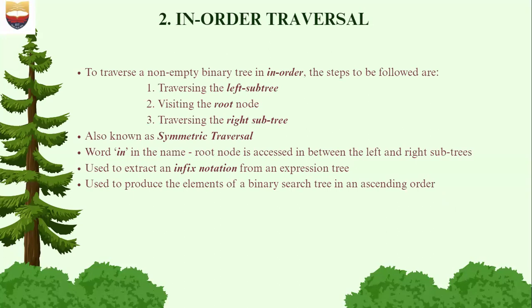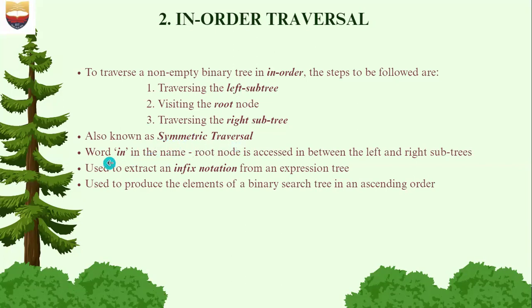Next one, in-order traversal. To traverse a non-empty binary tree in-order, the steps to be followed are: the first one, traversing the left subtree; next one, visiting the root node; next one, traversing the right subtree. Okay, so these are the three steps to be followed in order to perform in-order traversal on a given non-empty binary tree. And this in-order traversal is also known as symmetric traversal.